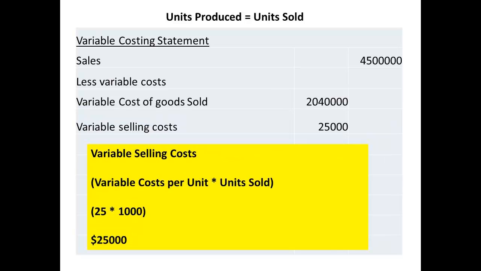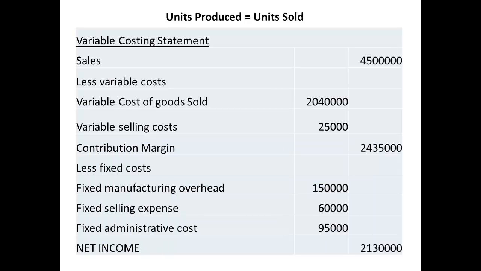We now enter the variable selling costs, which are $25 multiplied by 1,000 units, giving $25,000. Subtracting the variable costs from sales, we have a contribution margin of $2,435,000. Now we enter the fixed costs for manufacturing overhead, selling expense and administrative cost. Subtracting these from the contribution margin, we have a net income of $2,130,000, as before.